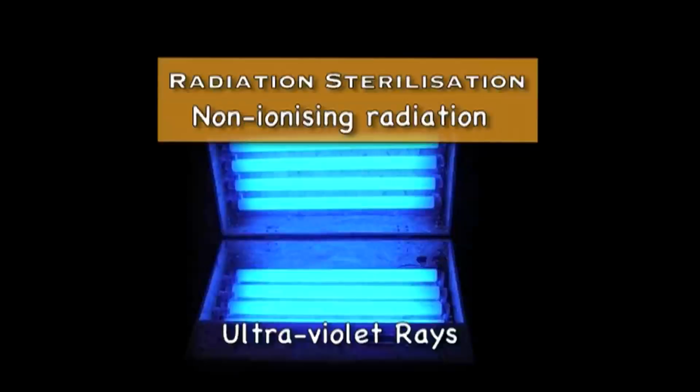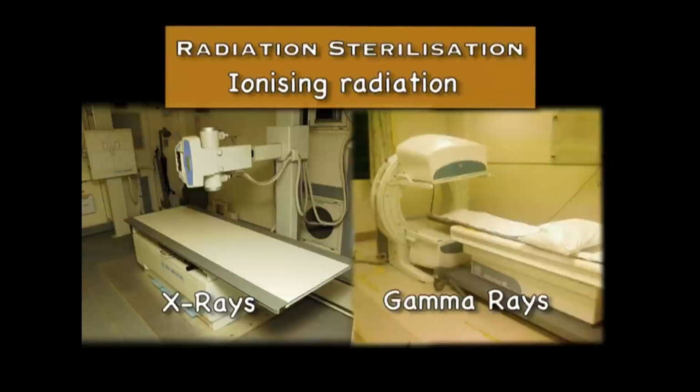There are certain heat sensitive commodities which cannot be sterilized by filtration. So we need to go for some alternative methods like radiation. Radiation sterilization can again be of two types. One is called non-ionizing radiation, the other is called ionizing radiation. For non-ionizing radiation, an example is UV light. For ionizing radiation, examples are X-rays and gamma rays.